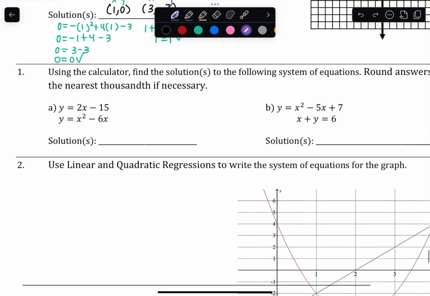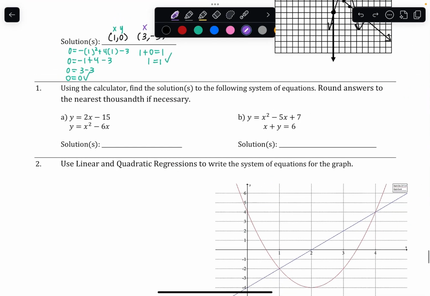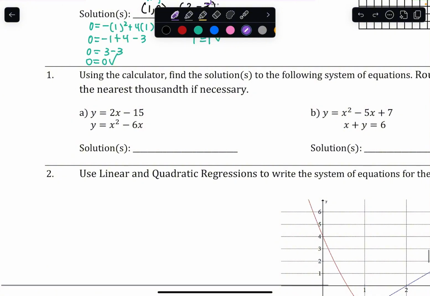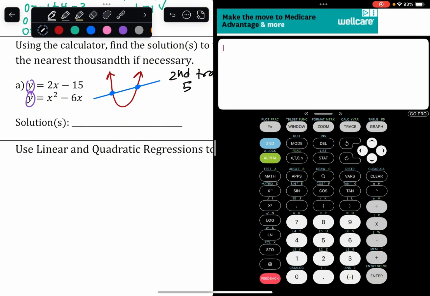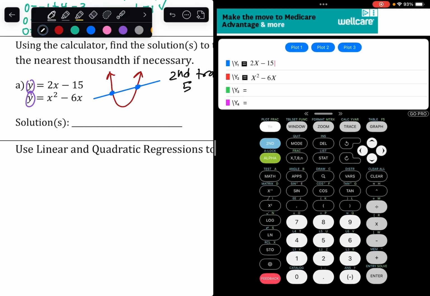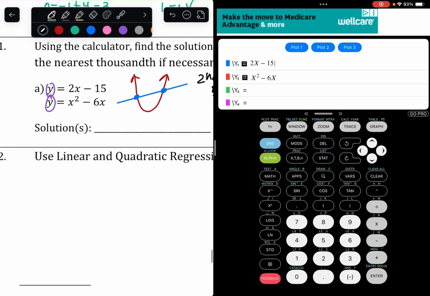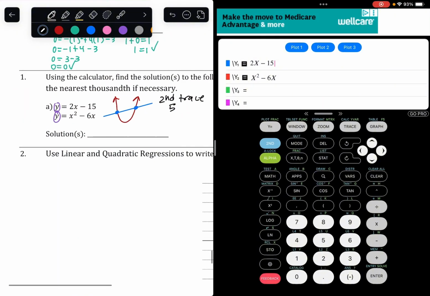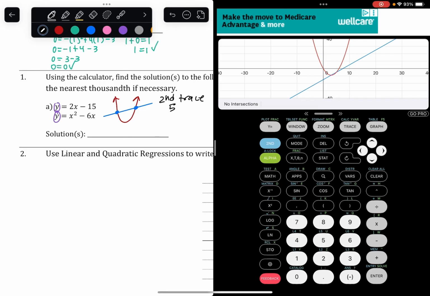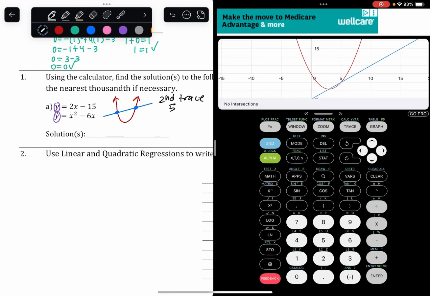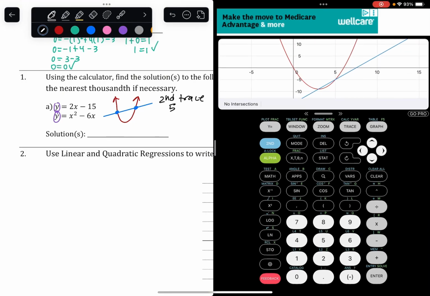Using the calculator, we can graph both of our equations as long as they're in y equals. In your calculator, you have a y equals button. So you're going to press y equals and type your two equations. 2x minus 15 is my first equation. X squared minus 6x is my second. And then you should see a graph that has your quadratic and your line.